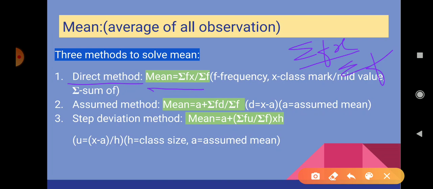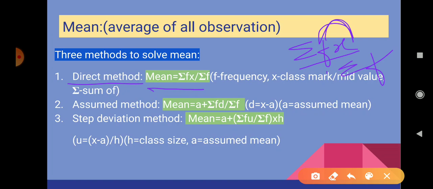Clear? So what is the formula? Sigma fx by sigma f. That means the total sum of all products. fx is nothing but the product f into x. So we have to multiply the frequency with the mid value, find the mid value, and divide the whole by the sum of all the frequencies. So this is the formula.